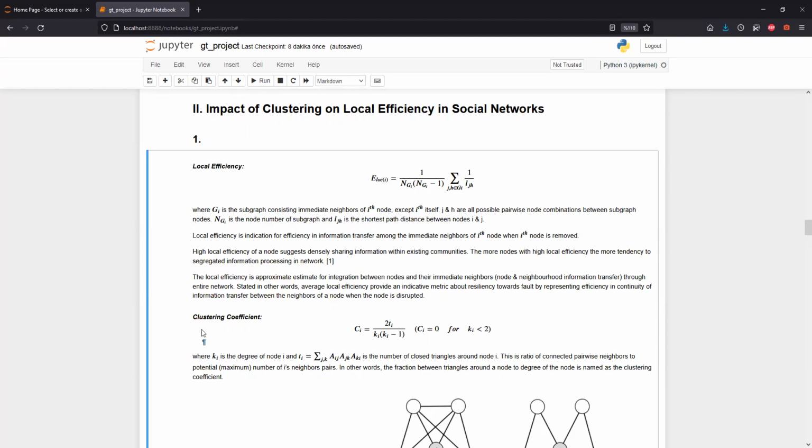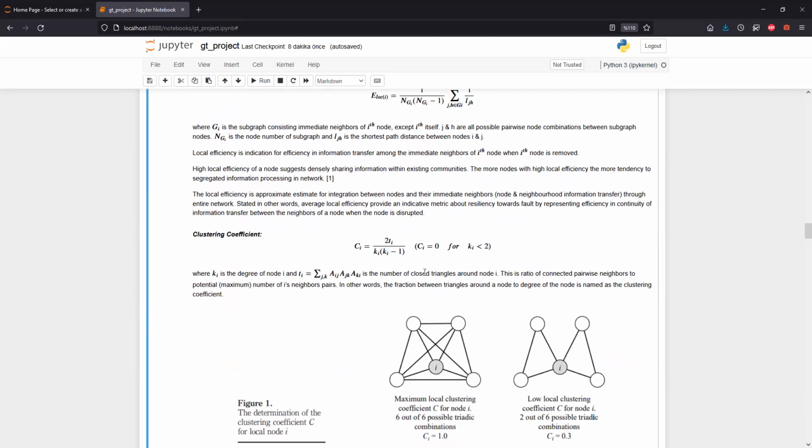Clustering coefficient for a node quantifies how close its neighbors are to being a clique. It is given by the proportion of the number of closed triangles in the immediate neighbors of node i and itself by the number of possible connections between the immediate neighbors. We can see from the equations that the denominator parts are essentially the same for both of the properties.